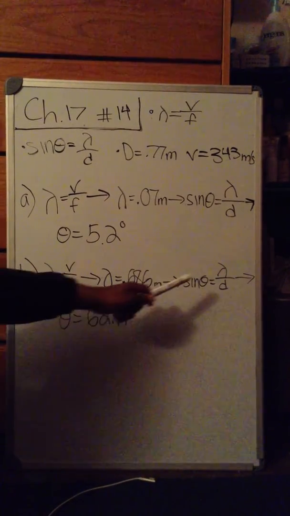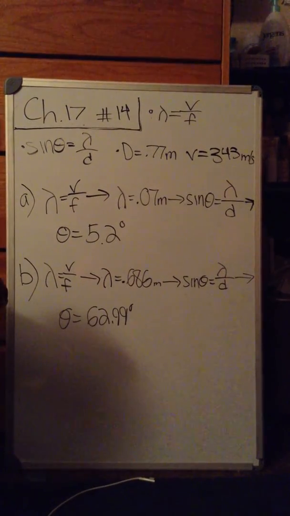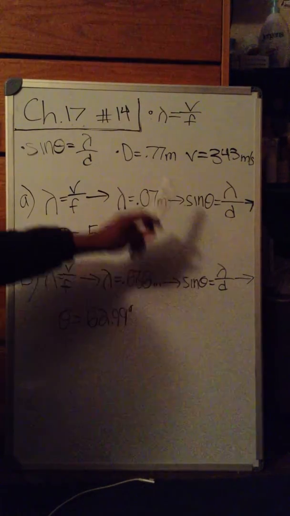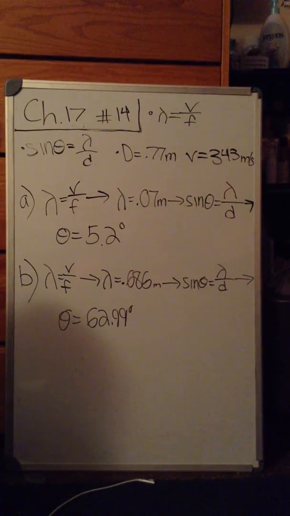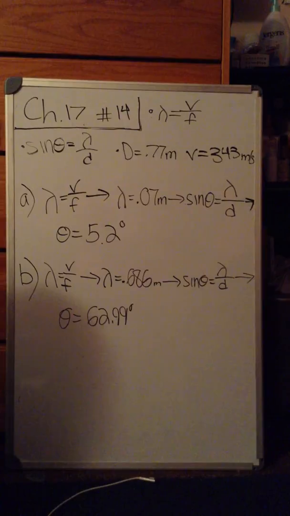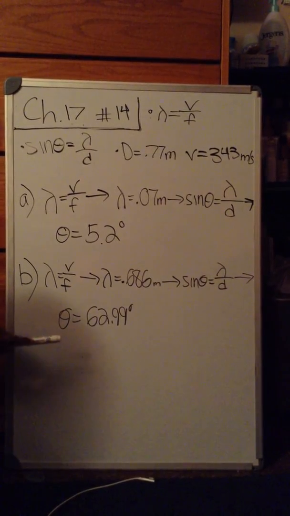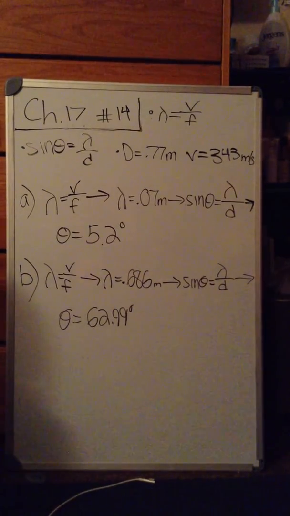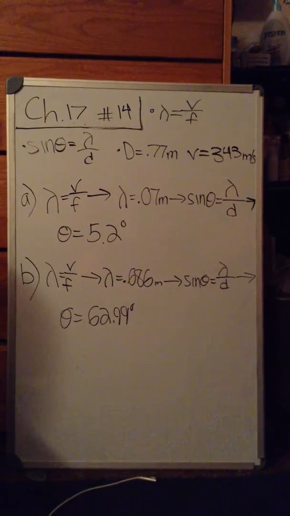We plug our wavelength into the equation where we have, in both cases, our d is the same, 0.77 meters. But we plug in our value of our wavelength, and then we take the inverse sine of that to get an angle of 62.99 degrees for our angle theta in part B.